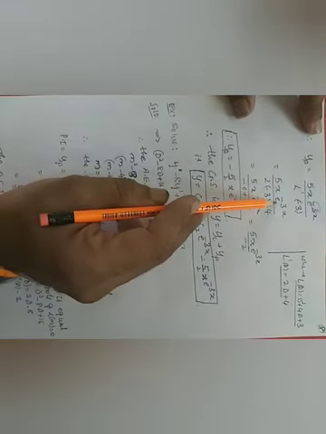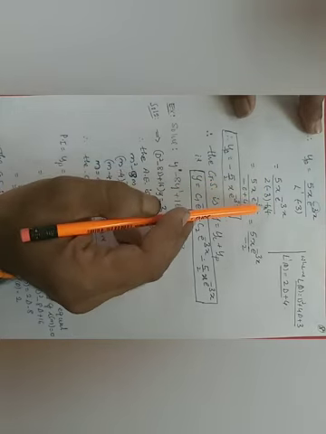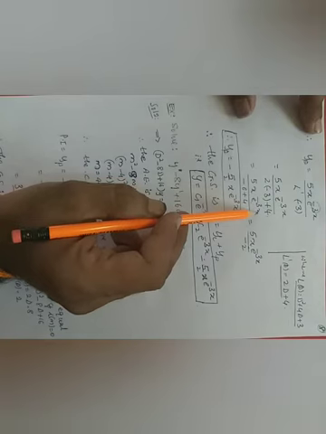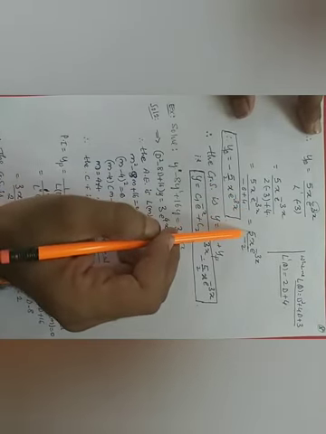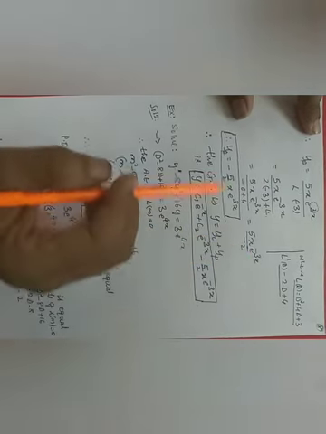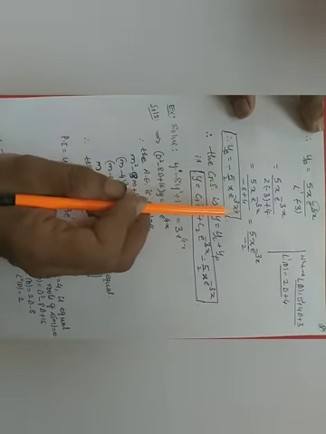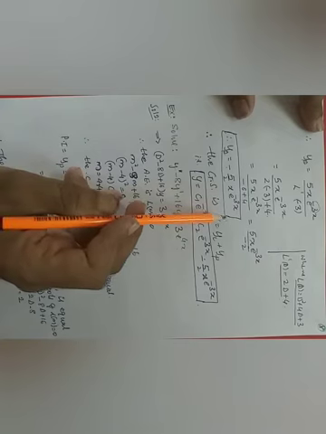It becomes 5 into x into e to the power minus 3x divided by 2 into minus 3 plus 4, which will become 5x into e to the power minus 3x divided by minus 6 plus 4. After simplification you will get 5x into e to the power minus 3x divided by minus 2. Therefore the yp is minus 5 by 2 times x into e to the power minus 3x. So this is not actually the required solution.